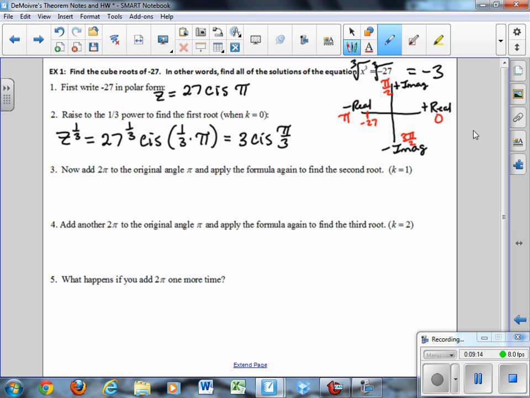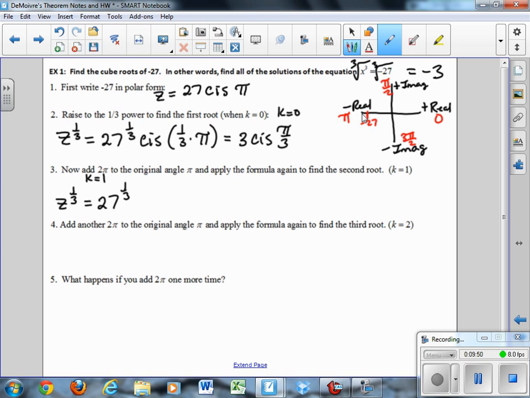Now I'm going to add 2 pi to my original angle. So in my formula, this is the same as k equals 1. This was k equals 0. Now k is going to equal 1. I'm going to add 1 increment of 2 pi. Yes? Why did you say that it was in quadrant 1? How do you know that? Because pi over 3 is a quadrant 1 angle. So that means that it has a real part and an imaginary part to the number. And so this can't be the number negative 3. It's going to be some number in the form a plus bi.